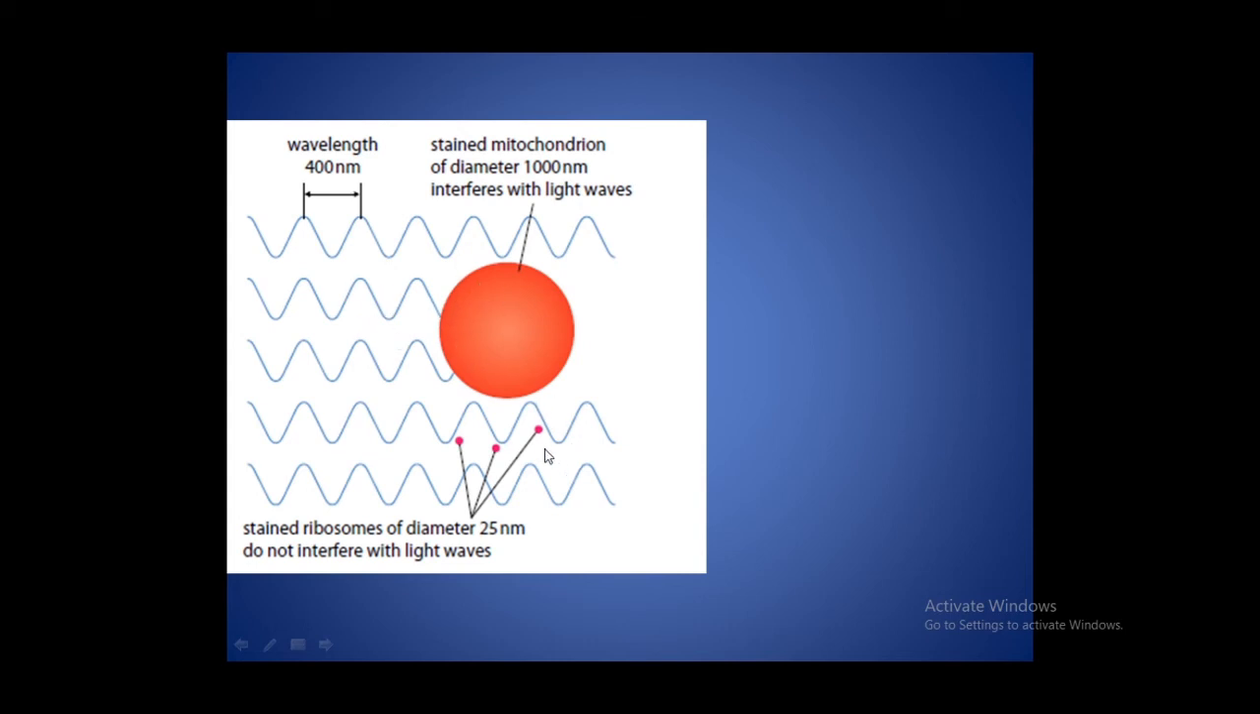Whereas if you see the other organelle, for example here ribosome, has a diameter of only 25 nanometer, which is way less than the resolution limit of a light microscope, which is 200 nanometer.